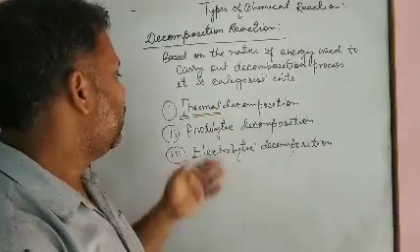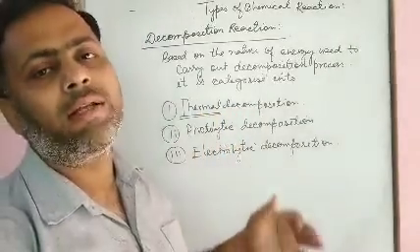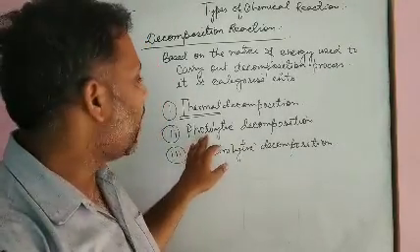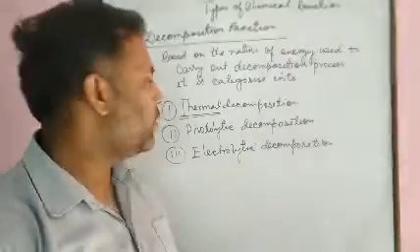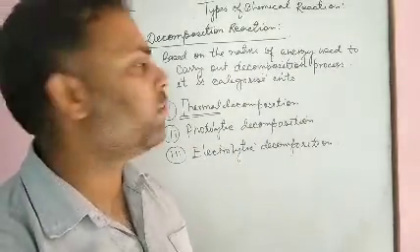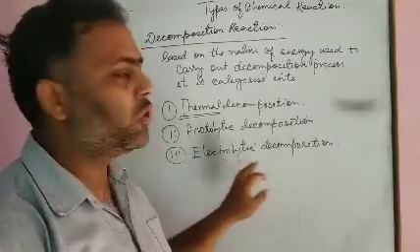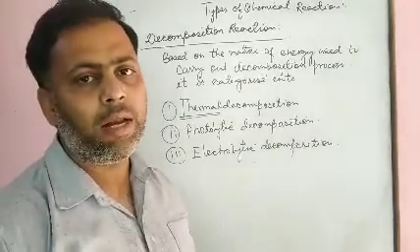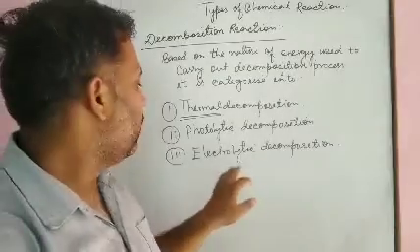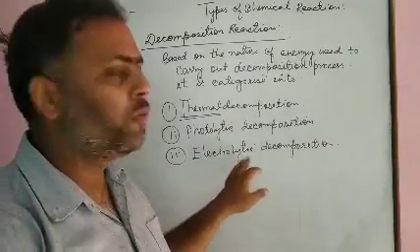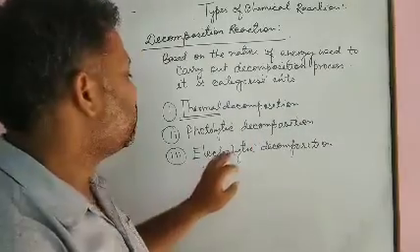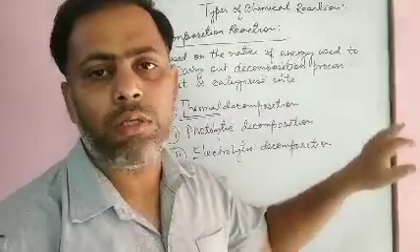So the next, photo means light, that is sunlight. If sunlight is used to carry out the decomposition process, then it is termed as photolytic. Lytic means breakdown. So the next one, electrolytic. Electro means electricity, lytic means breakdown. If electricity is used to carry out the decomposition process, it is termed as electrolytic decomposition process.